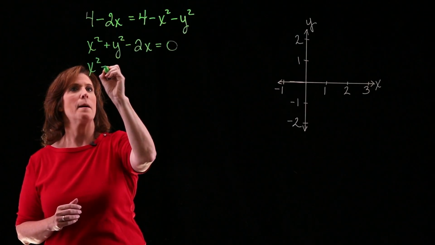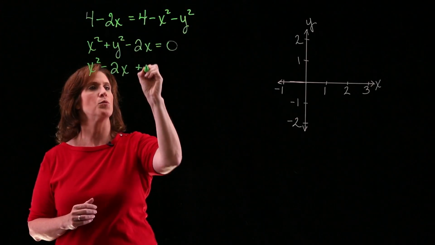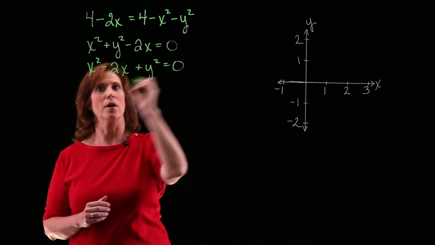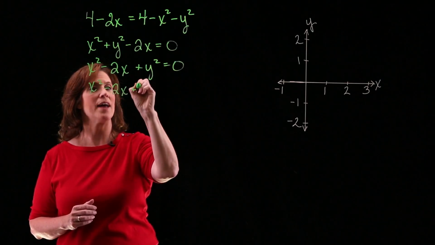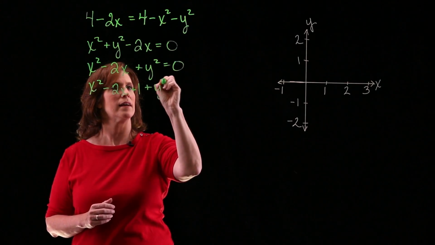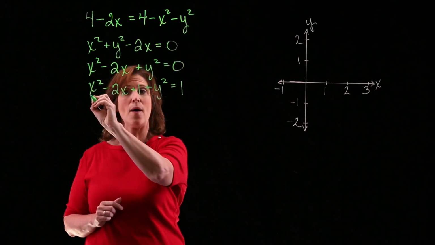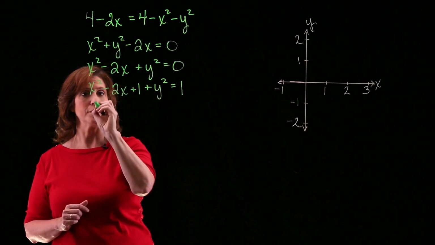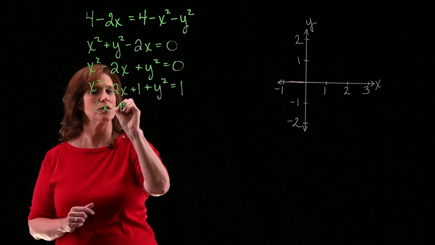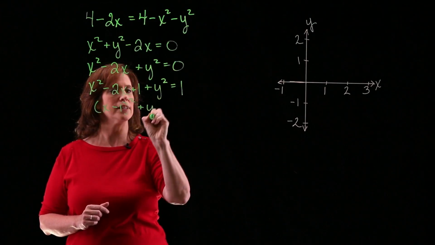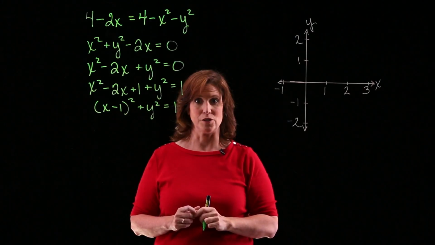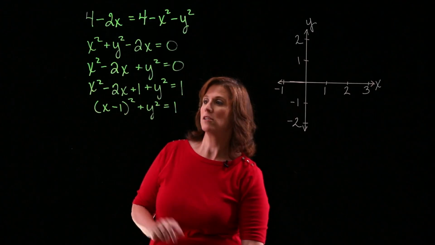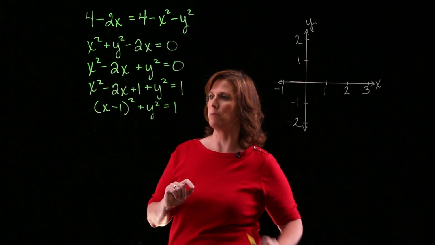We'll go x squared minus 2x plus y squared equals 0. X squared minus 2x, and I'm going to add 1 to both sides. And now I can factor that first group of 3 terms into x minus 1 quantity squared plus y squared equals 1. This is the standard form of a circle, so it's easier to see. So let's go ahead and take a look at the picture.